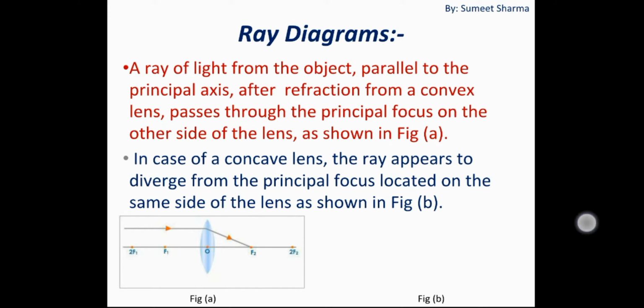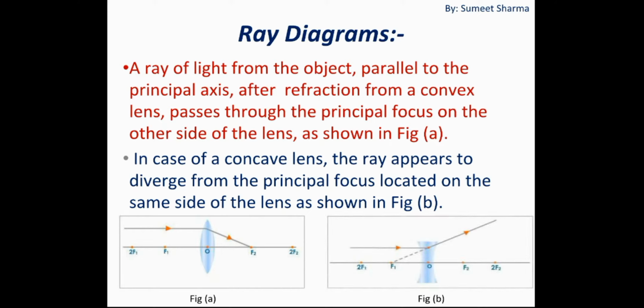Now coming to the concave lens. In case of concave lens, the ray appears to diverge from the principal focus located on the same side of the lens. तो जैसा कि आप देख सकते हैं, after refraction it appears like that ray is diverging from the principal focus located on the same side of the lens.